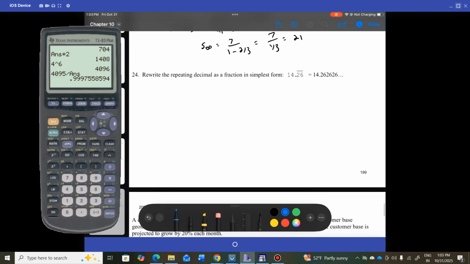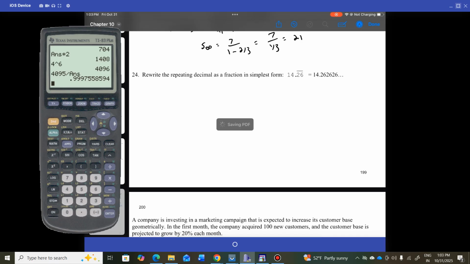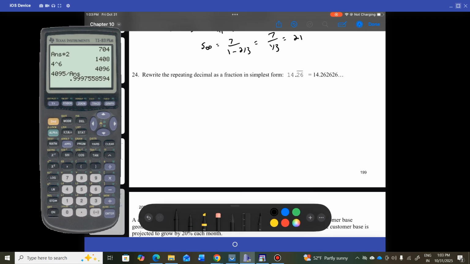All right. So this next question is going to be an interesting one. We're going to rewrite the repeating decimal as a fraction in simplest form. So 14.26 repeating, so 14.26, 26, 26, and so on. And the way we're going to do this is create a sequence out of it.